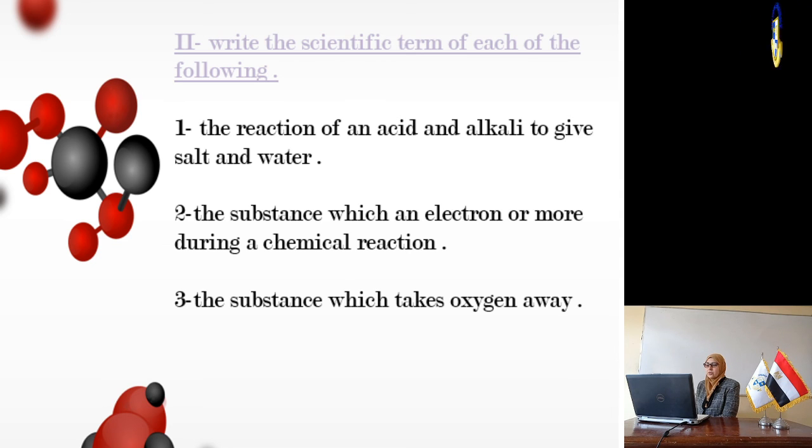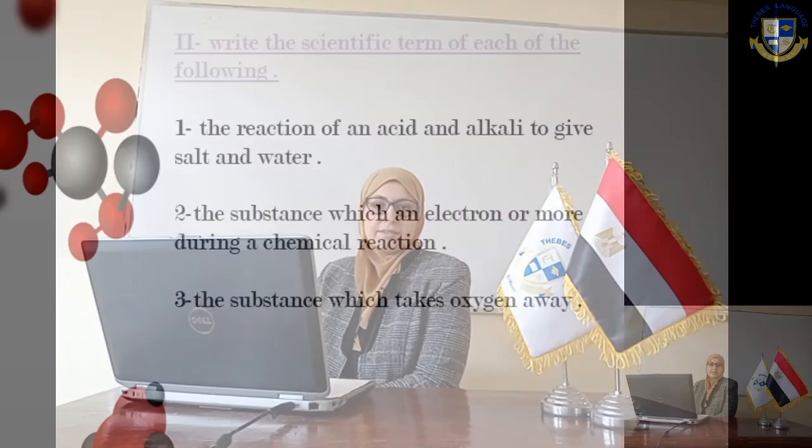Slide number 20. Write the scientific term of each of the following. The reaction of an acid and an alkali to give salt and water is called neutralization. The substance which loses one or more electrons during a chemical reaction is called a reducing agent. The substance which takes oxygen away during a chemical reaction is also called a reducing agent. Thank you.